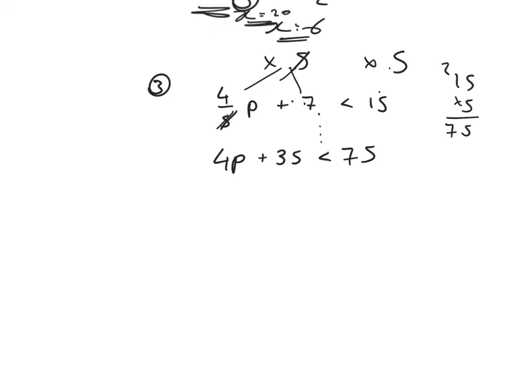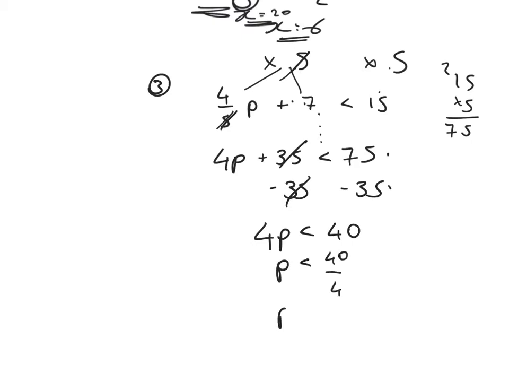Letters to the left, numbers to the right, inequality in the middle. Okay, so I'll need to take 35 away from both sides, which will give me 4p is less than 75. Take away 35 is 40. Bring the 4 down, divide. P is less than 40, divide by 4. And p is less than 10, final answer.